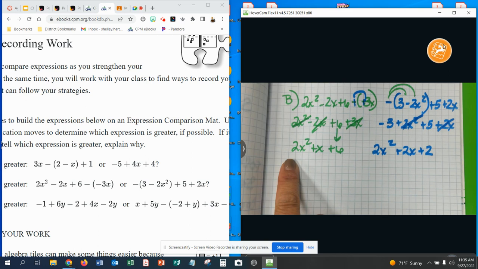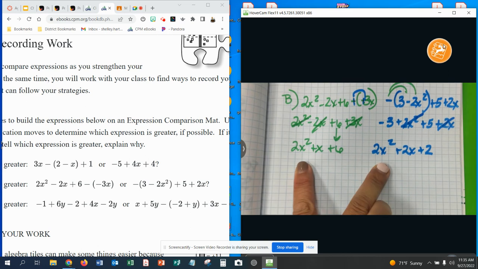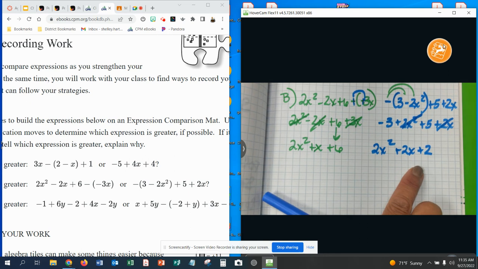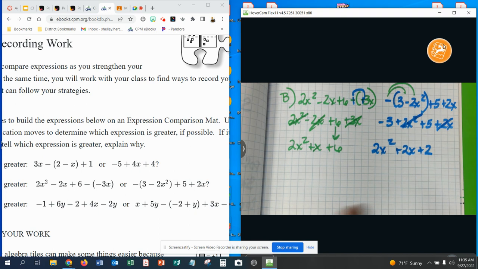Is it going to be the 2x squared? Because we have both a 2x squared, we have an x, but we have a 6 and a 2. Which is going to be worth more? And tell me why. Prez. I think it's going to be 2x squared plus 2x plus 2.